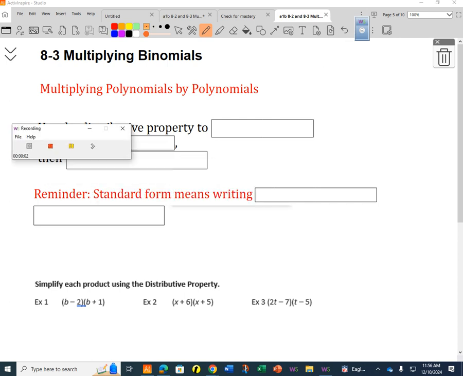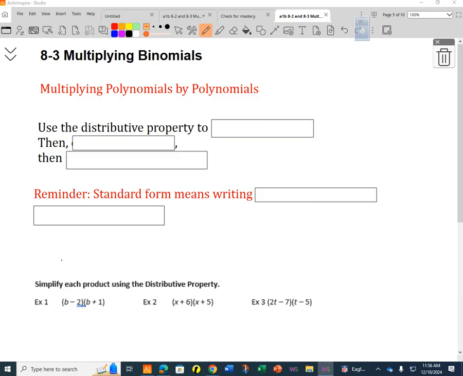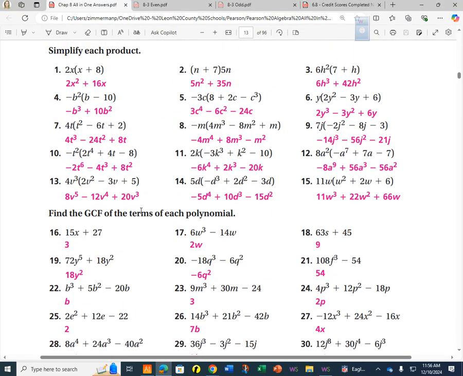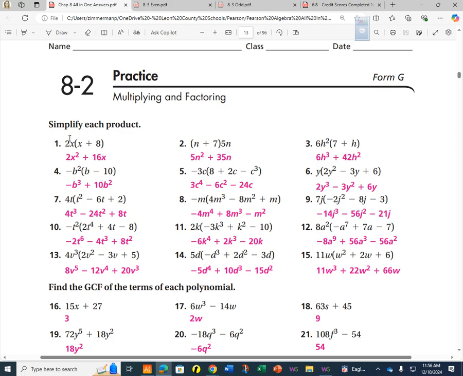We're going to go ahead and get started. Technically, this is a new lesson, but in practice, we know how to do all the things we're going to do today. We are going to be multiplying polynomials by polynomials. We multiplied polynomials by polynomials yesterday. We multiplied a binomial times a polynomial. So, for instance, here, a monomial times a binomial, right? A monomial times a trinomial. So yesterday, technically, we did multiply polynomials by polynomials.